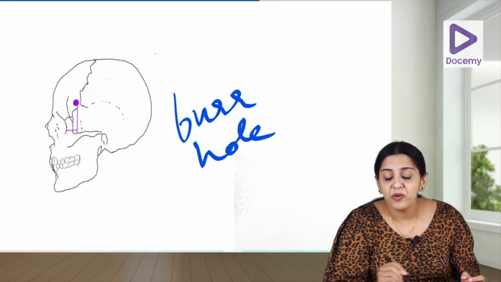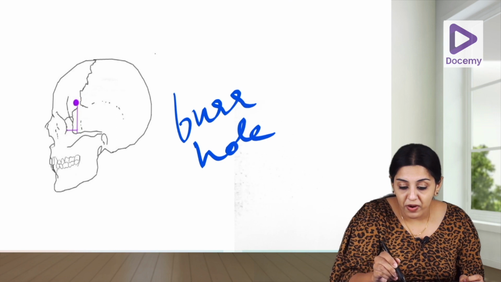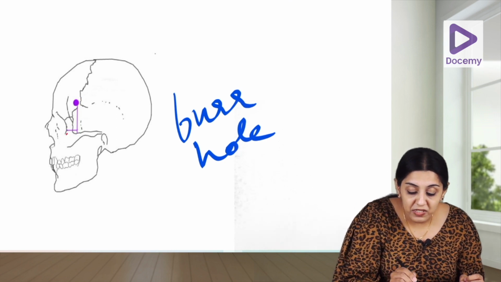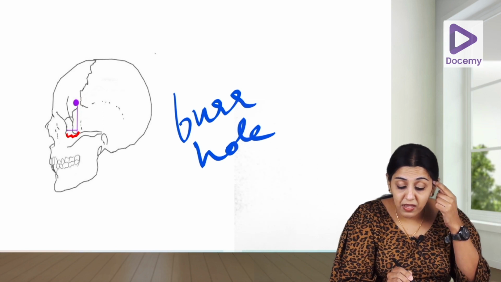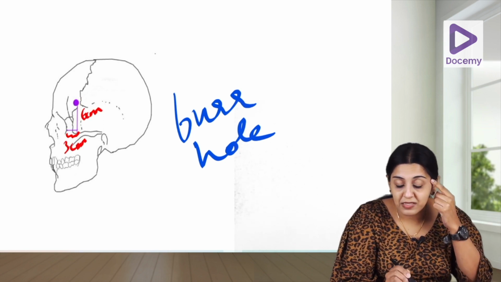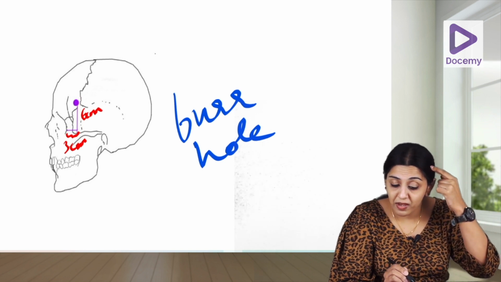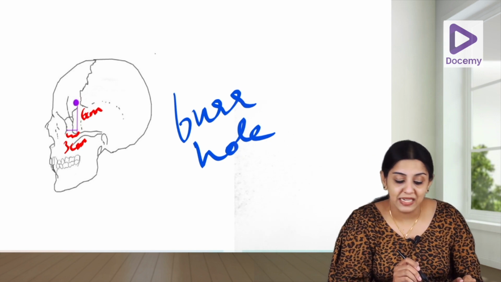And where do you put a burr hole for EDH? It is at a typical point. See, this is a point which is 3 centimeter away from the lateral orbital margin, that is posterior, and 6 centimeter above over here. That is the typical point where the middle meningeal artery bleeds to form EDH.